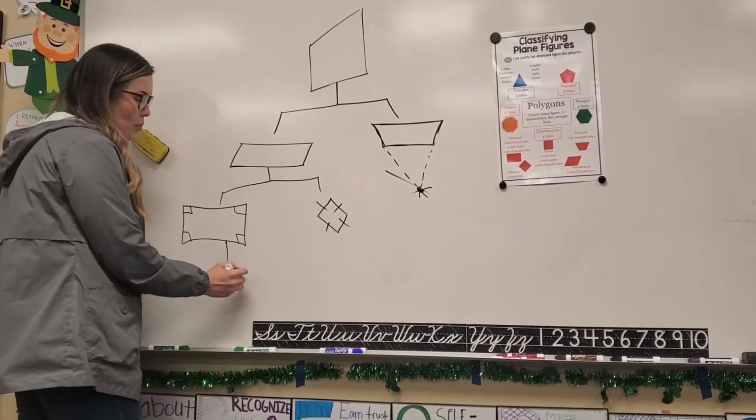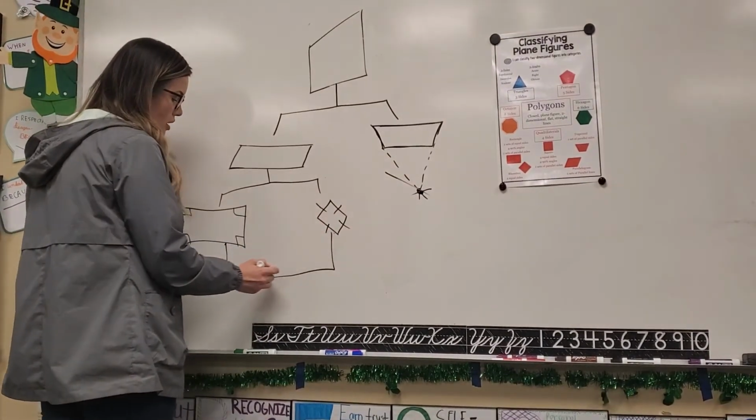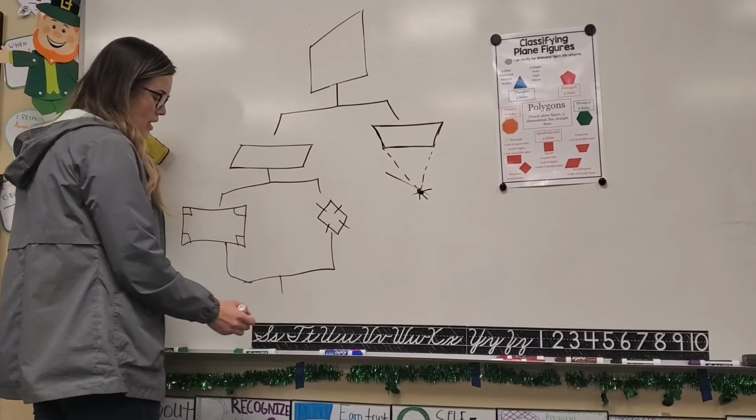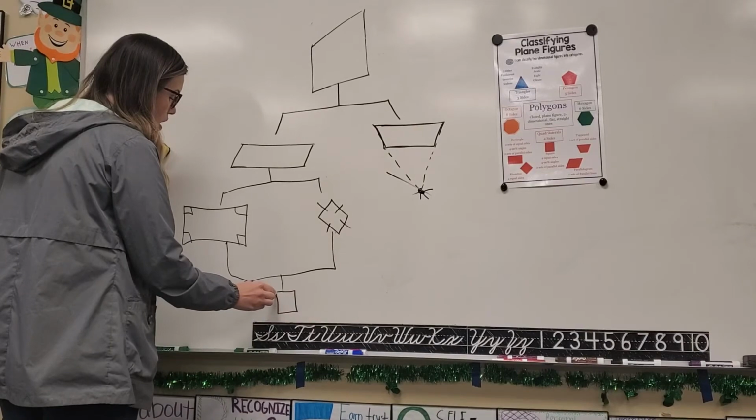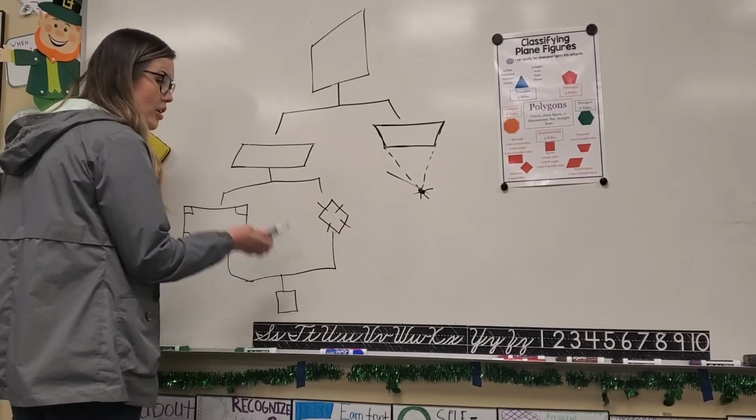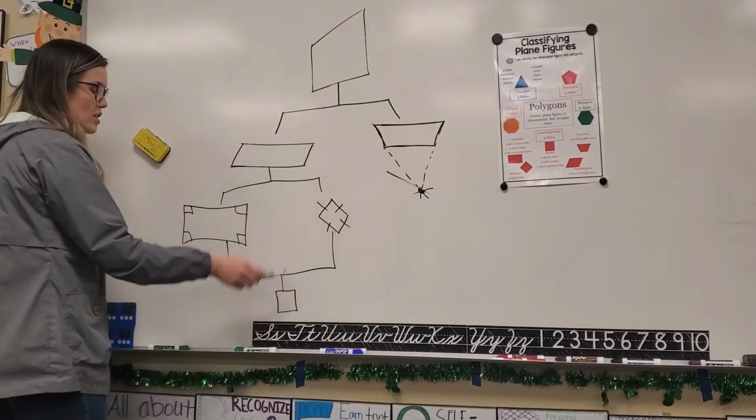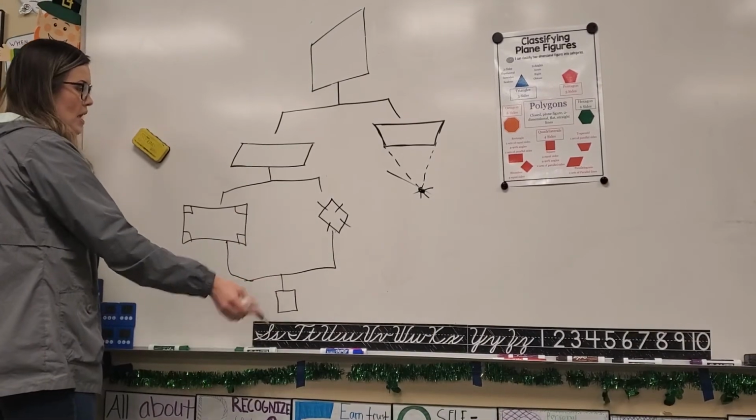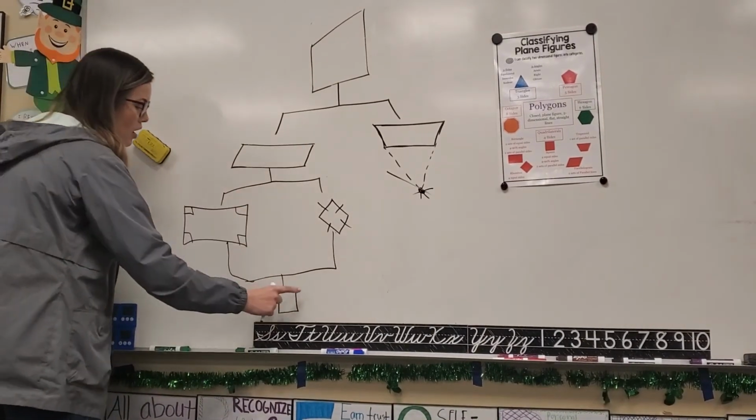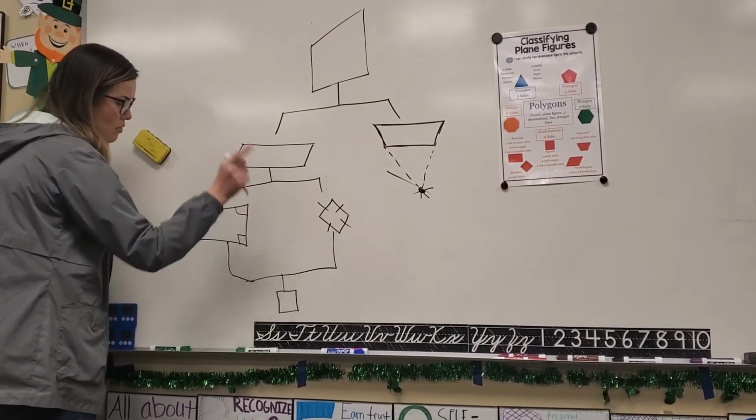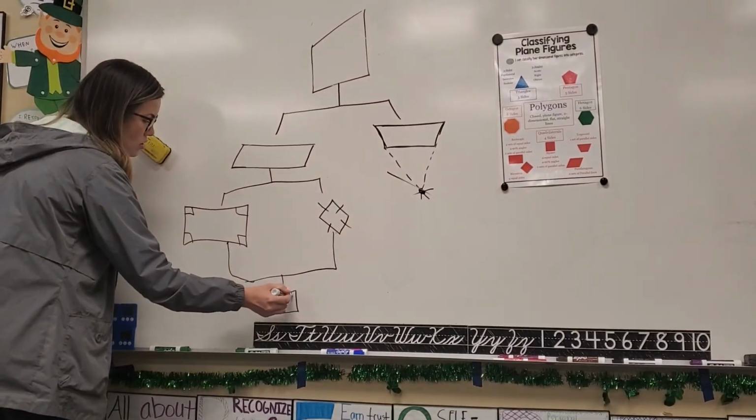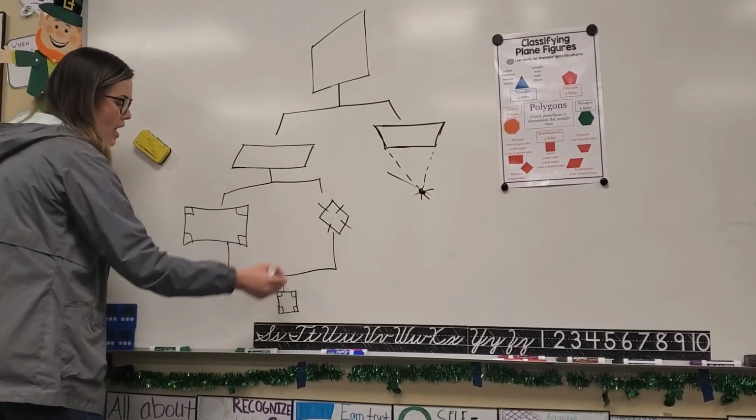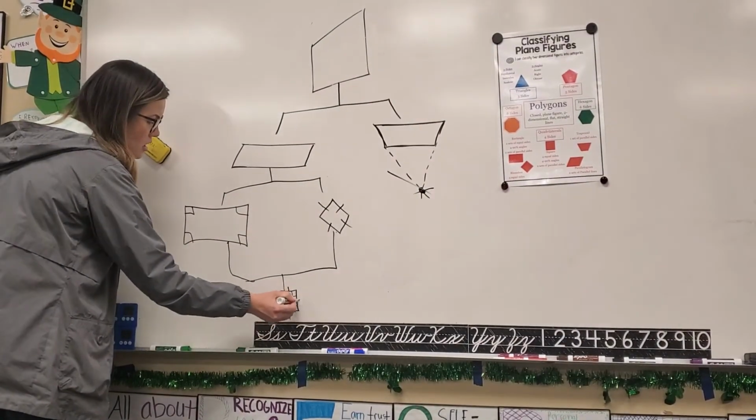At the very bottom, we have the most special figure of all, and I bet you guys know what that is. It's a square. A square combines all the elements of the figures above it. So it has 4 sides. It has all sides being parallel. It has 4 90-degree angles, like a rectangle, and all sides are equal.